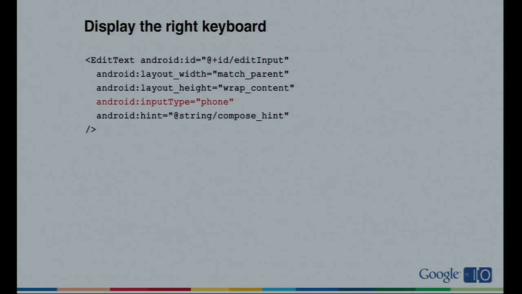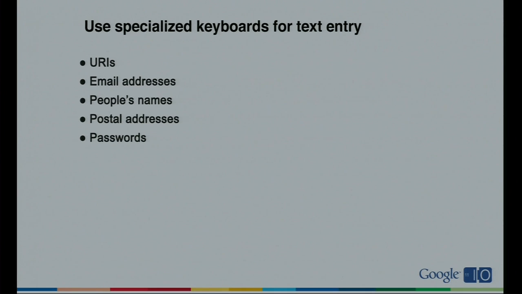So this is all handled by the IME. You just need to tell it what kind of input you want. In the case of text input, you've actually got a number of options. You've got the option of URIs, email addresses, people's names. This is going to change not only what's available on the keyboard, but the kind of entry.